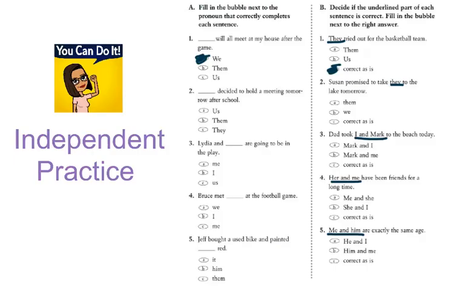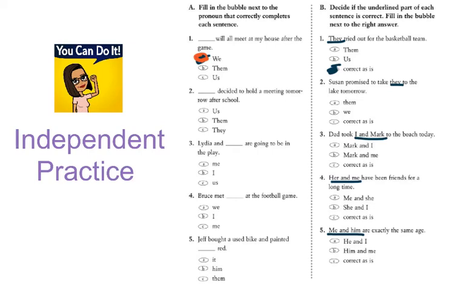Now, you're going to work by yourself on activity A and B. I'll do one for you guys so you can understand what you need to do. Fill in the bubble next to the pronoun that correctly completes each sentence. Number 1. We'll all meet at my house after the game. We is the correct answer. So you're going to write down the answers in your notebook based on the exercises you see here.